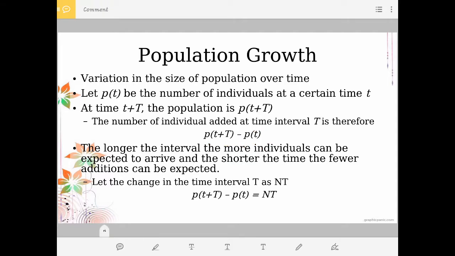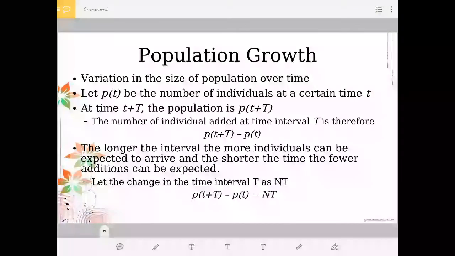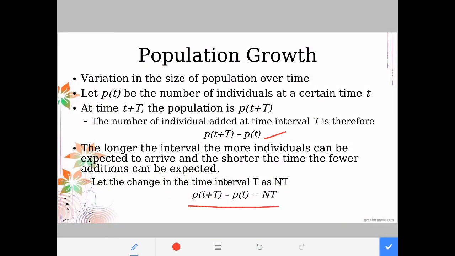If you have a longer time interval, the more individuals can be expected to arrive, and the shorter the time interval, the fewer the additions can be expected. So let's change how we define it, and define the amount as NT. We have our equation now derived from this expression: P after the time interval capital T minus P before the time interval is equal to NT. We just put an N there.